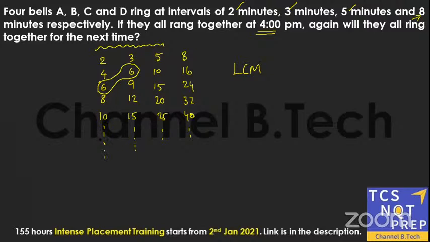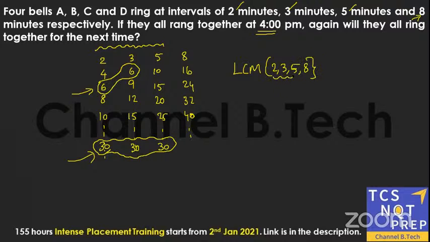At some point 30 will be there in each of these. So the first 3 bells will ring together after 30 minutes, right? So when you take only the first 2, the LCM is 6. For 2, 3 and 5, the LCM is 30. So for the actual answer, what we have to do is take the LCM of 2, 3, 5 and 8, right? For 2, 3 and 5, 30 is the LCM. For 30 and 8, 120 will be the LCM.